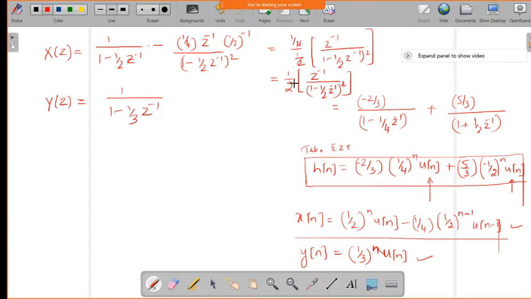Okay, so this one you will get, because half power minus 1 I have to take common, and half power n into u of n minus 1, it will vary from 1 to infinity. So this summation form you have to use, that is the summation from n equal to 1 to infinity of alpha power n, and this will give alpha by (1 minus alpha) whole square. So this you have to use.